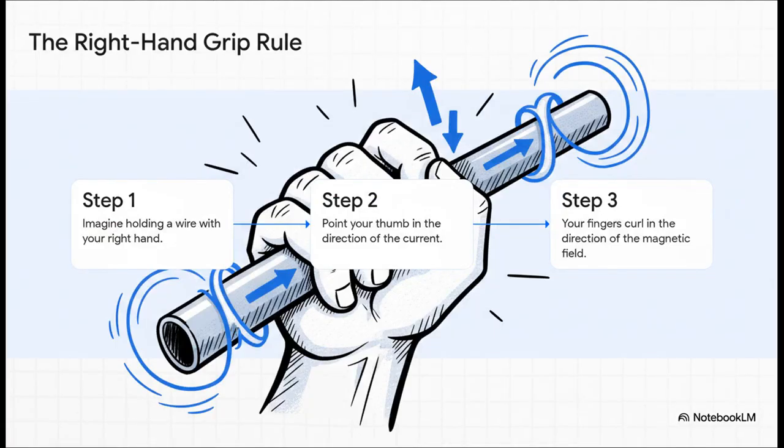Okay, but this magnetic field is invisible, right? So how do we know which way it's pointing? Well, there's a super easy trick for that, called the right-hand grip rule. You can even do it with me right now. Take your right hand, okay? Pretend you're grabbing the wire.